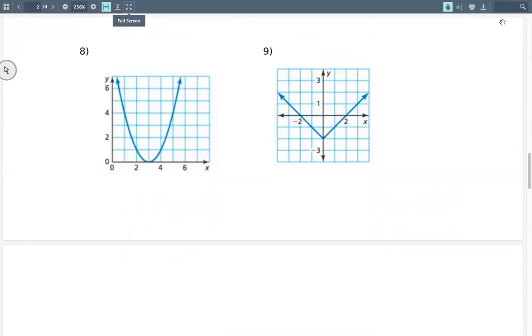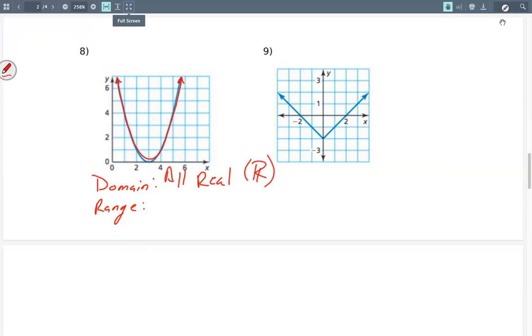Now for 8 and 9, I have domain and range. Well, my domain is going to be, well, notice I have the arrows on, meaning it goes on and on forever and ever in those directions. Now, if it keeps going on and on in this direction, notice my domain could be all real numbers. It could be anything. You could use this symbol if you want.